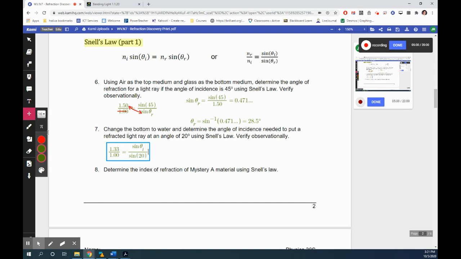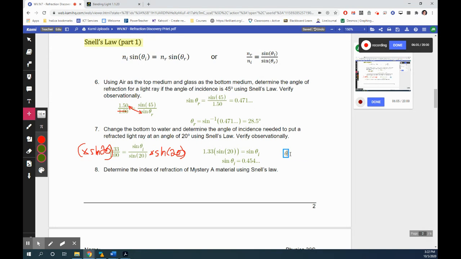Now to solve this, we just have to multiply both sides by sine 20. Multiply both sides by sine 20. Then what we get is 1.33 times sine 20 equals sine theta I. And so then we get that sine theta I equals 0.454 dot dot dot. I think technically this one would round, but I'm not rounding, I'm leaving the number in my calculator, because we're not done. To finalize it, we have to do this.